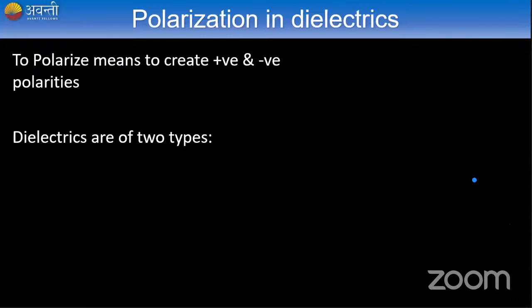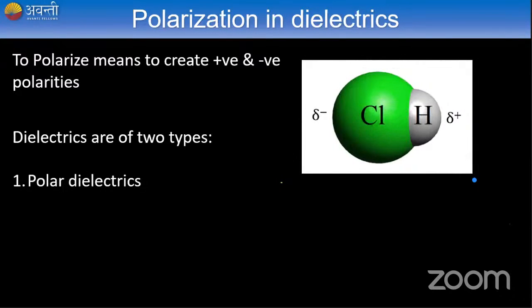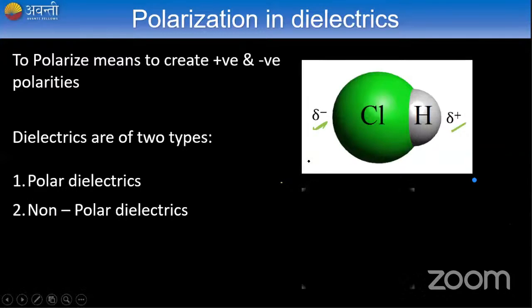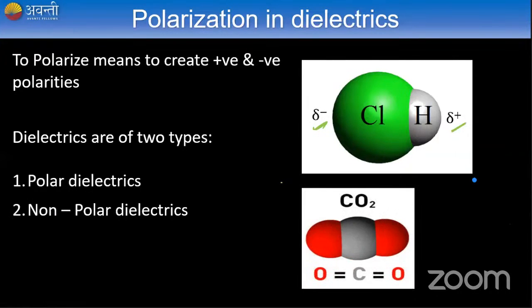Okay. So we know that dielectrics are of two types. We had studied this. One is polar dielectrics, for example HCl, H2O, which inherently have a partial positive and a partial negative charge in them. So such are polar dielectrics. Next, we had the non-polar dielectrics like the carbon dioxide molecule, where the net dipole moment was equal to zero.